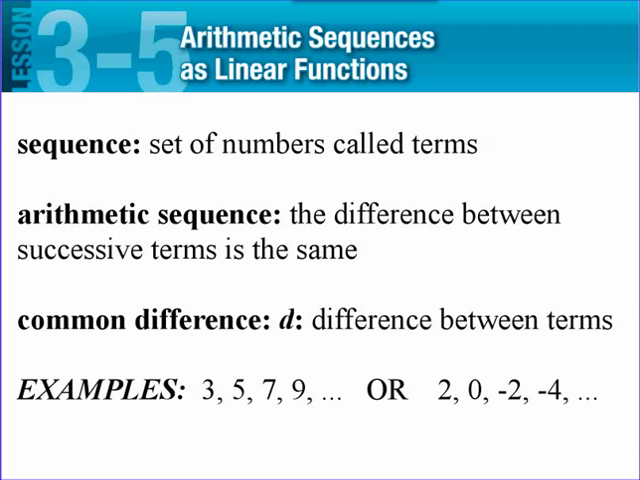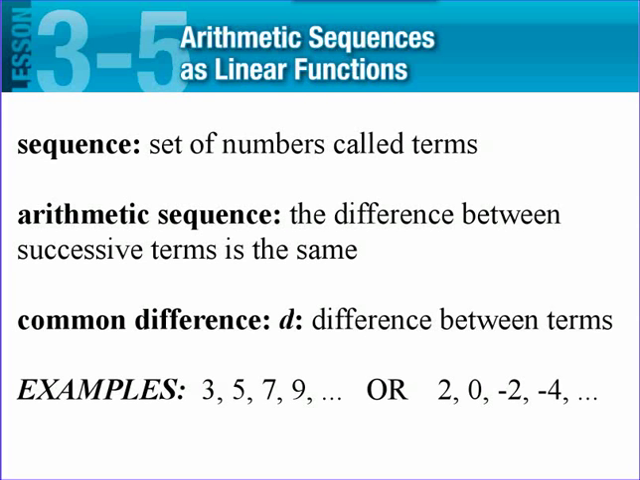So first of all, let's define what a sequence is. A sequence is a set of numbers called terms. And so we number those terms. We say like the first term, the second term, the third term, the fifth term, the 100th term. And then today we're going to talk about something known as an arithmetic sequence. Now we have other types of sequences. We have a geometric sequence, and we have sequences that are neither arithmetic nor geometric. But for today, we're just going to focus on arithmetic.